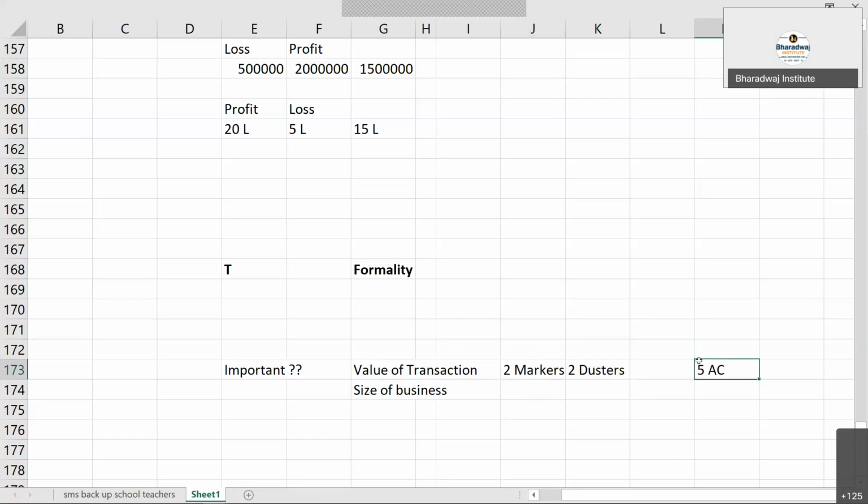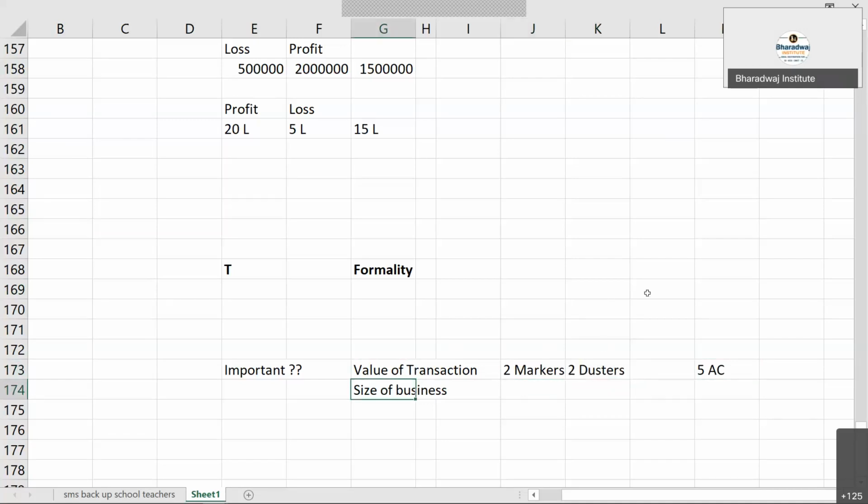Air conditioners. Why? Because for our size of activity, 5 air conditioners costing 2 lakh or 2,50,000 is a big value for us. For two markers and two dusters, probably we will have 100 rupees value, which doesn't matter for us. So the value of the transaction and the size of the business will decide.